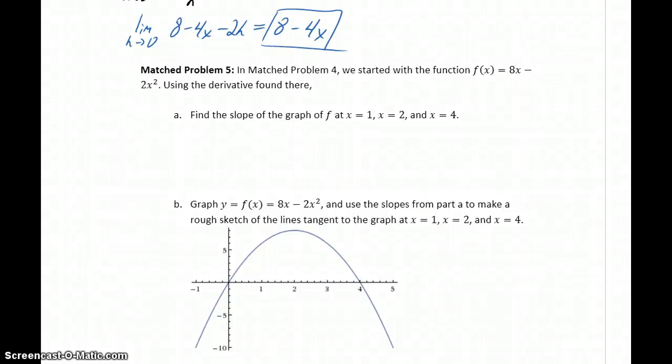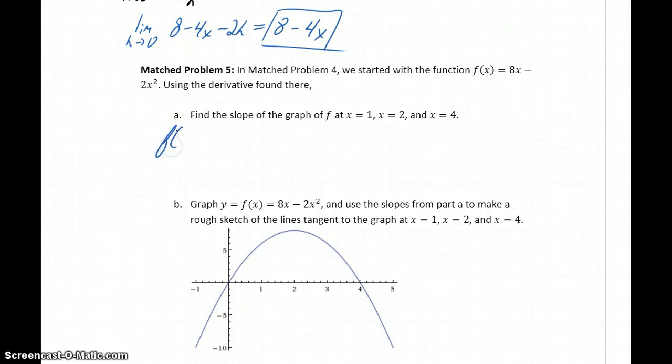In math problem 4, we came up with this derivative, 8 minus 4x. So now we want to assume we're starting with that same function that we started with, 8x minus 2x squared, which led us to this derivative, to answer a few questions. We want to find the slope of the graph of our function at x equals 1, x equals 2, x equals 4. So to find the slope of our function, we want to find the slope of our tangent line. All of those things meaning we want to take our derivative, 8 minus 4x, and evaluate it at each of these different values for x.